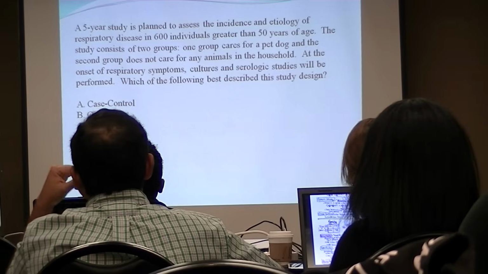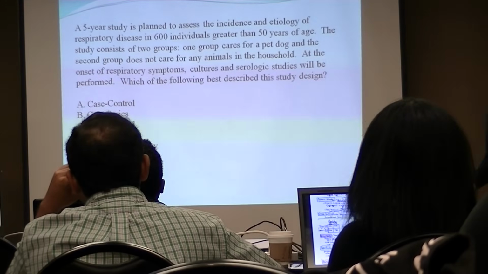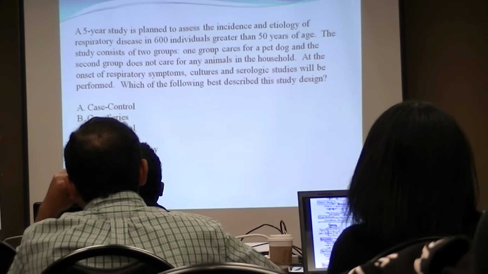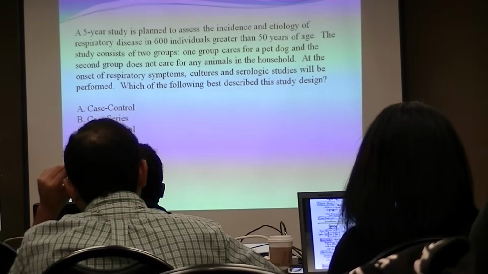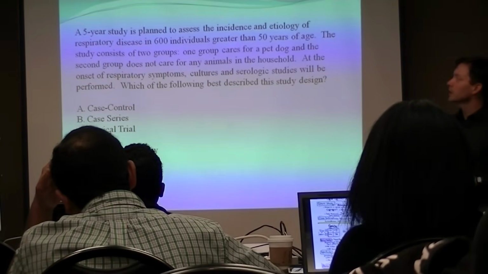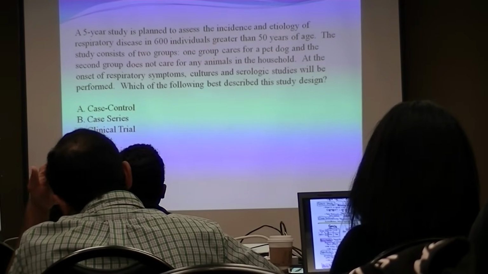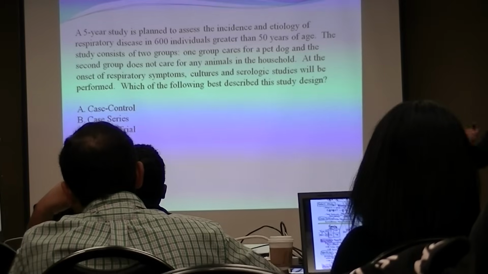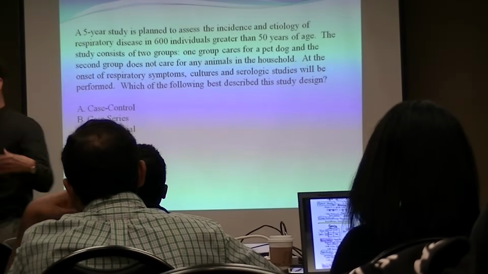Piece of cake. All right, here we go. It says a 5-year study is planned to assess the incidence of etiology of respiratory disease of 600 individuals greater than 50 years of age. The study consists of 2 groups. One group cares for a pet dog, and the second group does not care for any animals in the household. At the onset of respiratory symptoms, cultures and serological studies will be performed. Which of the following best describes this study?